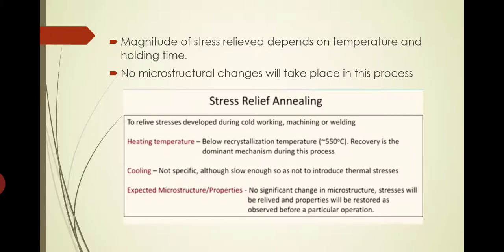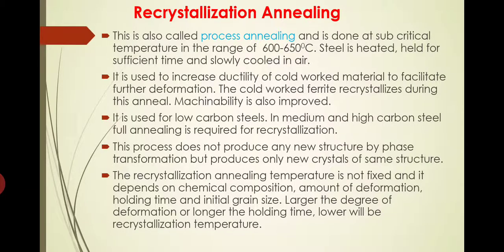So in a nutshell, it is given here as heating temperature is below recrystallization temperature, 550 degrees Celsius. Recovery is the dominant mechanism during this process. Only recovery is taking place. Mechanical properties lost by machining and or cold working are recovered. That is the only thing that we are aiming for by doing this process. Cooling is not specified, although slow cooling is much more preferred, so as not to have induced thermal stress. If you cool at a much faster rate, then thermal stresses may develop within the material. So in order to avoid that also, air cooling is always preferred. As for expected microstructure, no microstructure change is there, so that is not important in the case of stress relief annealing.